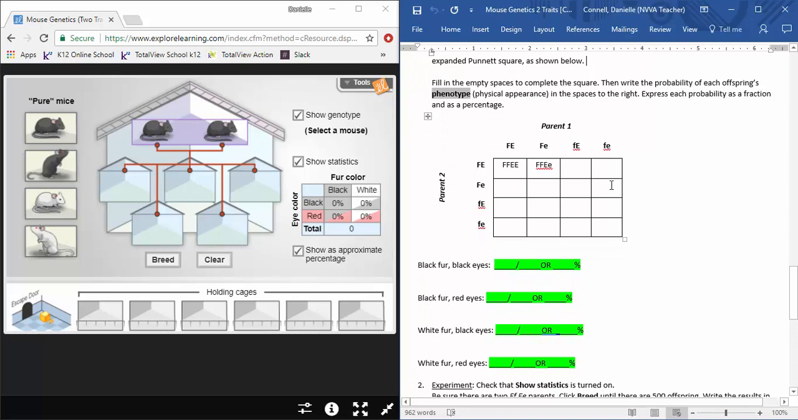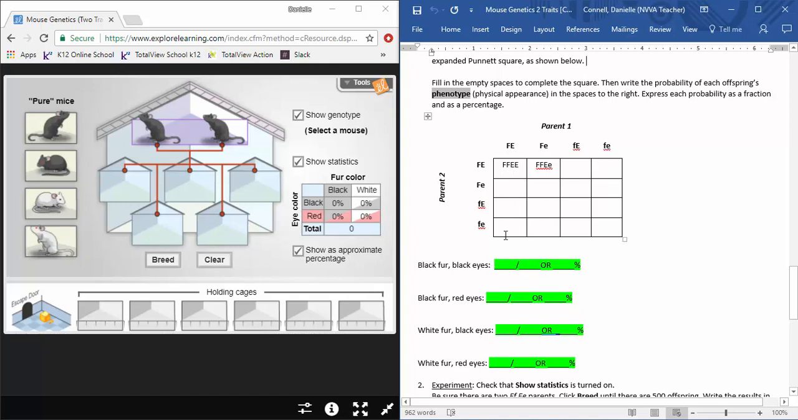Then your job is to continue filling out the Punnett square. You're doing it the same way that you would any other Punnett square by dropping down, carrying over, and filling in the box based on the alleles that you see. So make sure that you fill this in before you move on. And then it's going to ask you to express each probability as a fraction and a percentage below. So for these 4 options here, you're going to give us the fraction and/or percentage. Remember, fraction is part over whole.